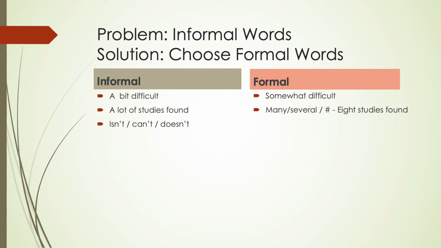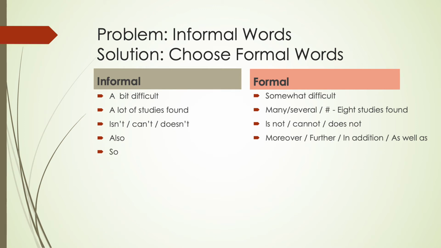Isn't, can't, and doesn't. So we know that we're not supposed to use contractions in our academic papers. Instead, we'll say is not, cannot, which is one word, and does not. Also. Also is a word that we use a lot, probably too much. So there are more academic words we can choose, like moreover, further, in addition, as well as.